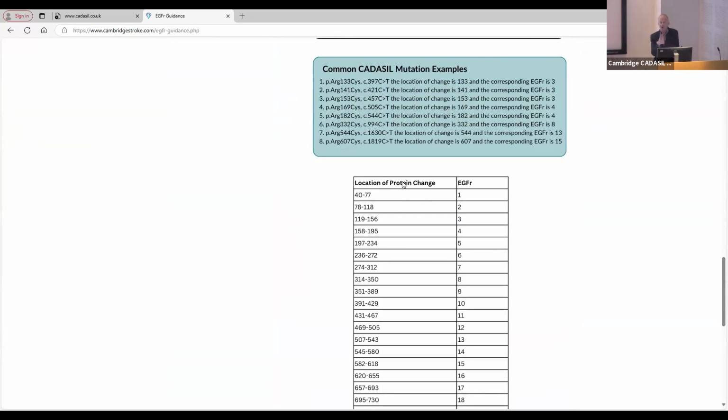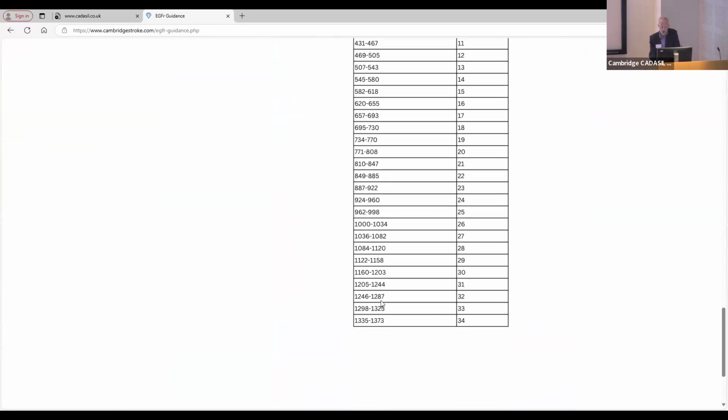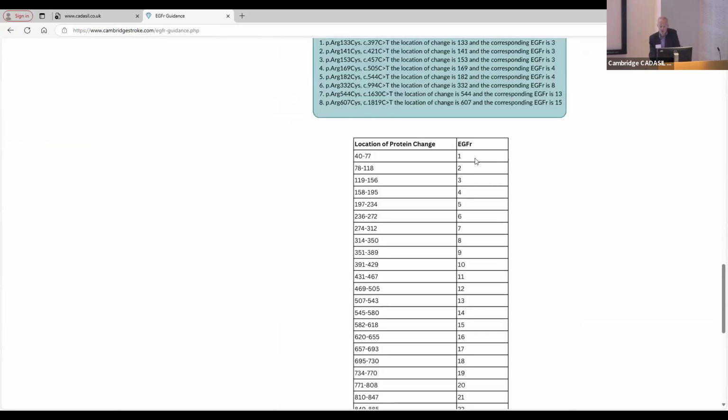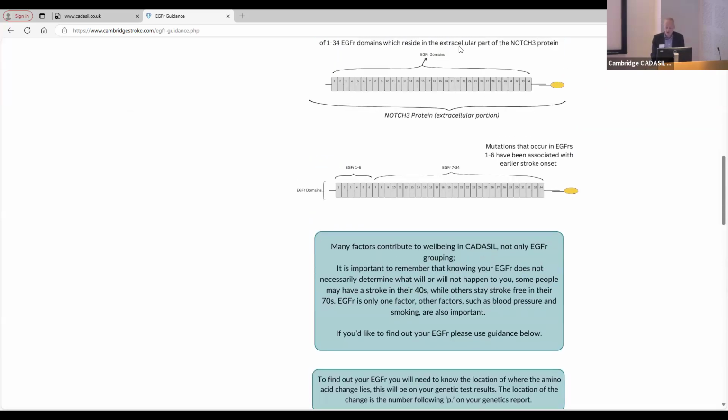So, DNA is converted to proteins. So you can just look this up. This will be on your report. So your doctor should be able to tell you where it is, and then you can see which EGF repeat it is in. So all of that information is there if you want it. But if you've got any ideas for improving it, do let us know. And we can do that.